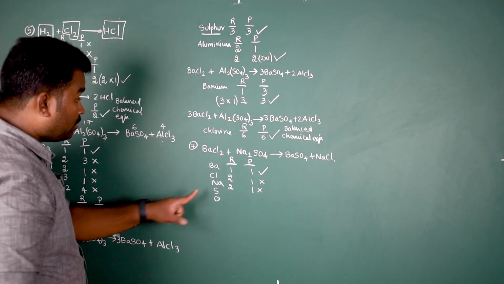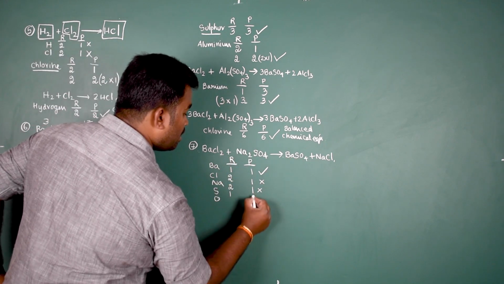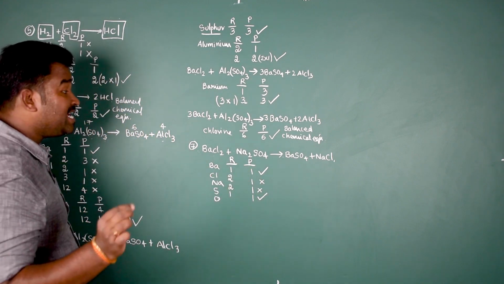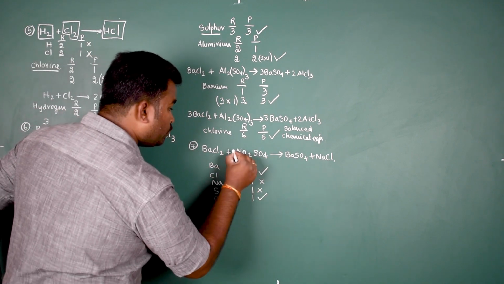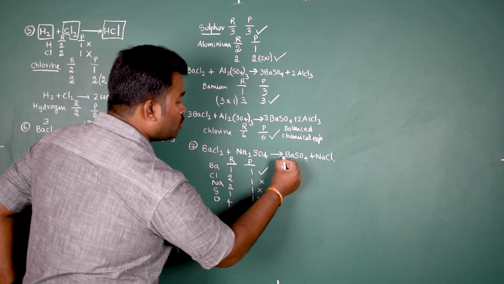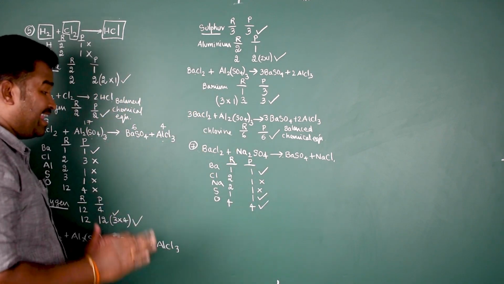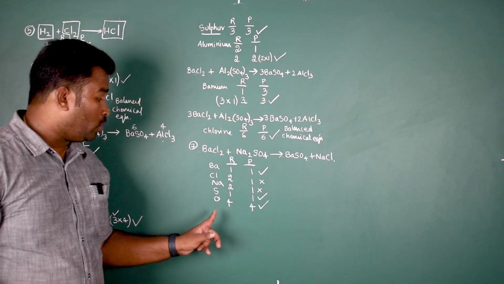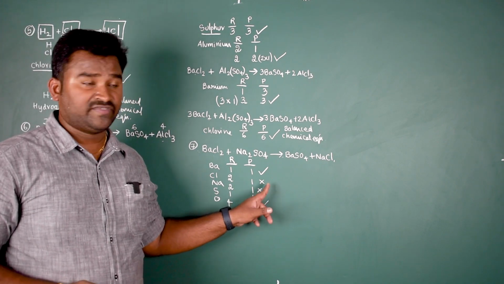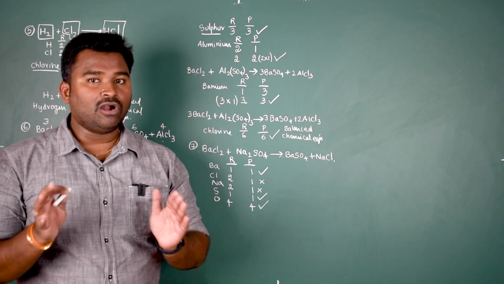Then how about sulfur? 1 into 1, 1 sulfur. Here also 1 into 1, 1 sulfur. Sulfur is balanced. Then finally oxygen. 4 into 1 stoichiometric coefficient, that is 4. Here also 4 into 1, 4. So both are balanced. Do you understand? So oxygens are also balanced. But still you have some unbalanced atoms. That means the equation is a skeletal equation, but it is not balanced.